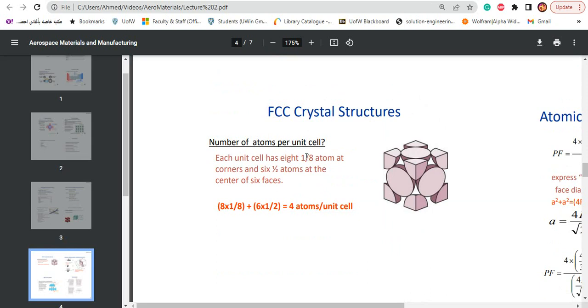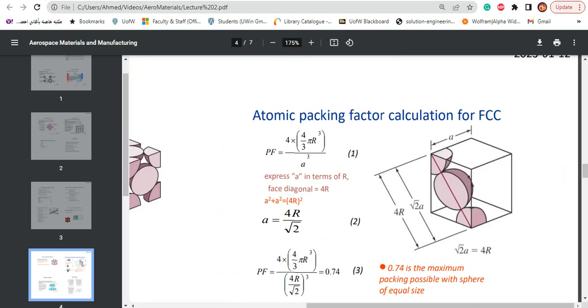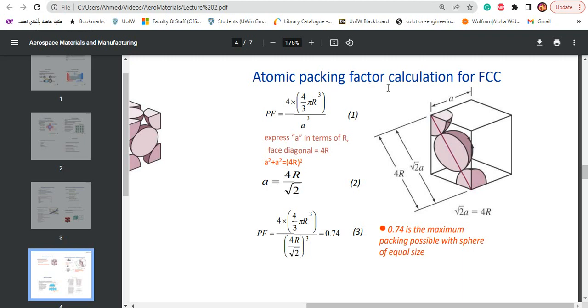Each unit cell has 1/8 of an atom at corners and 6 half atoms at the center of the 6 faces, which equals a number of atoms per unit cell is 4 atoms per unit cell. الatomic packing factor calculation for FCC. فالpacking factor اللي هو 4 times 4 over 3 pi r cubed على ال a cubed. ال a يساوي 4r على square root 2. و 0.74 is the maximum packing factor possible with spheres of equal size.